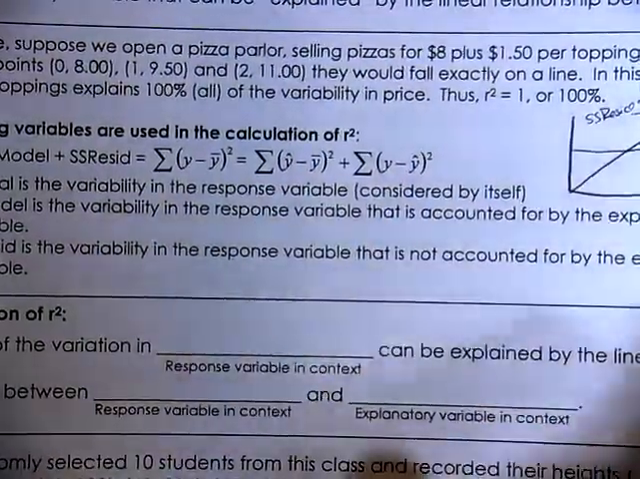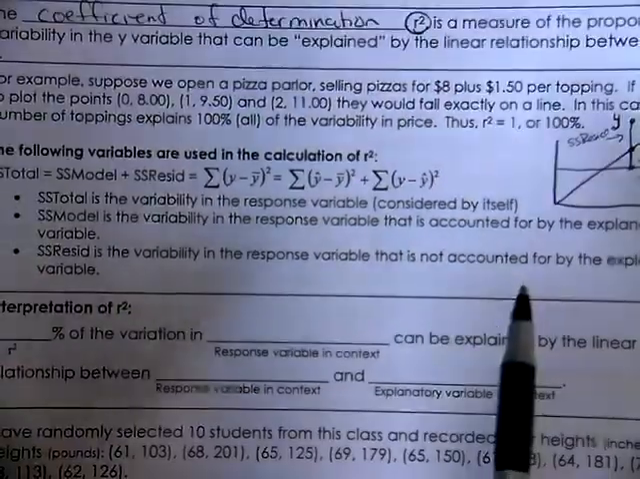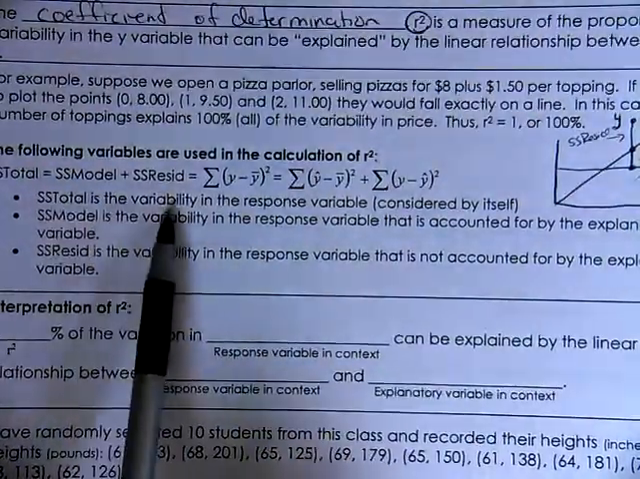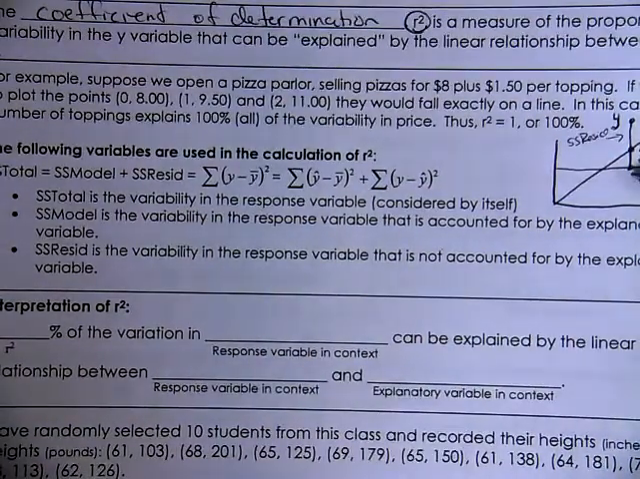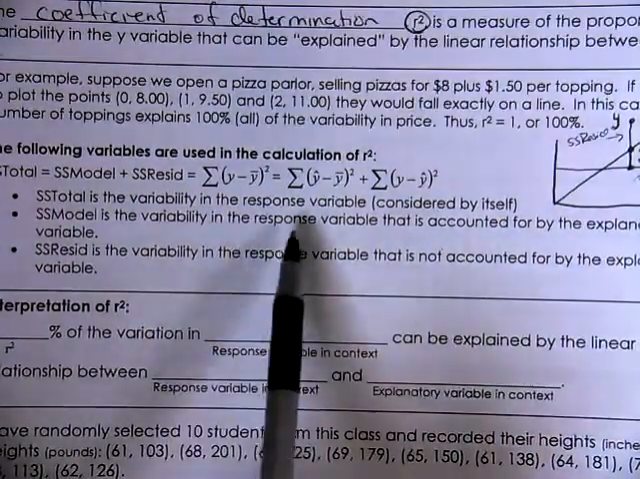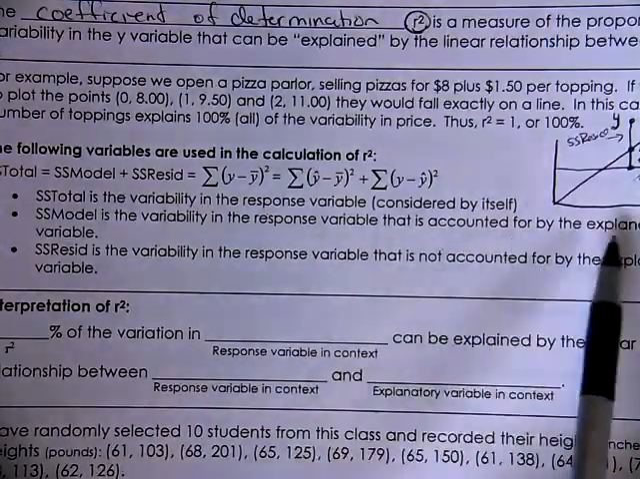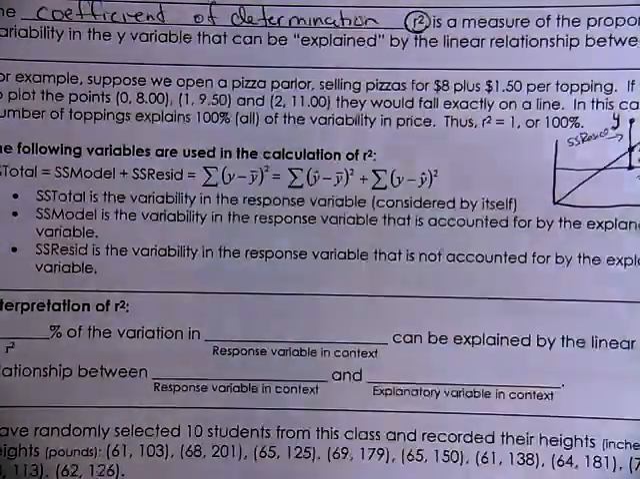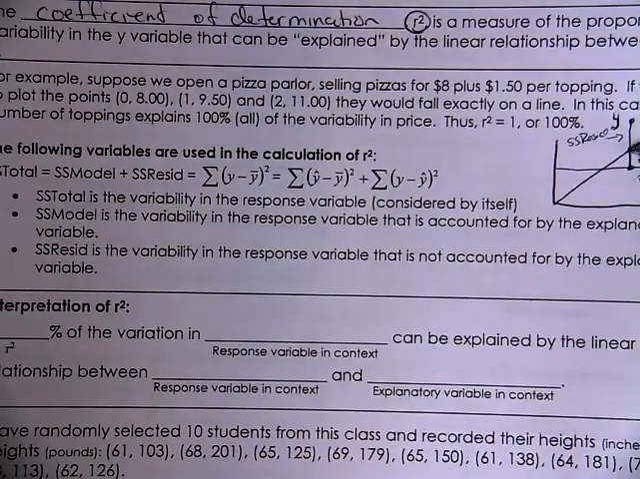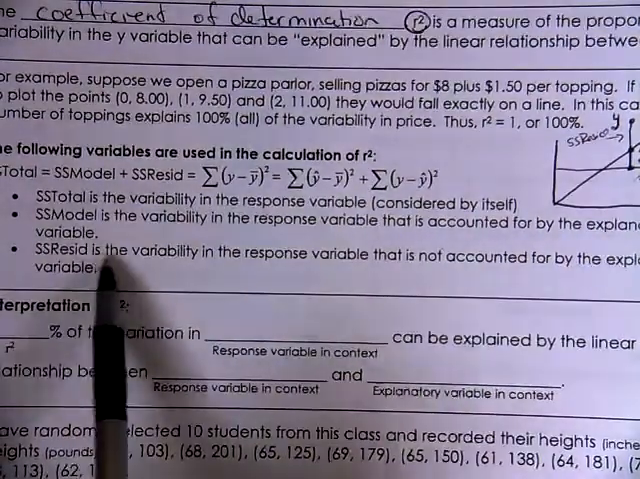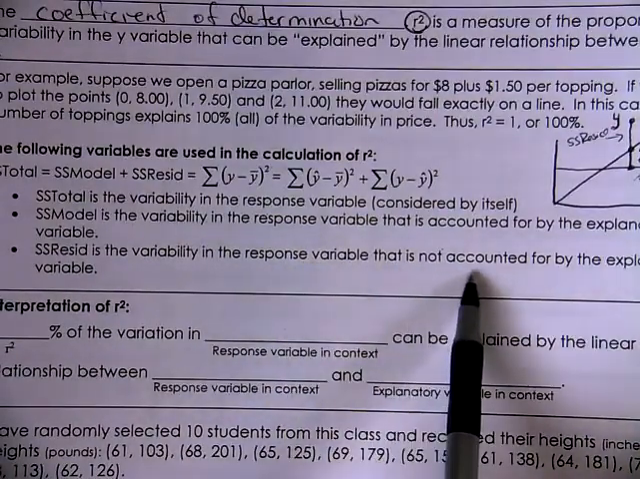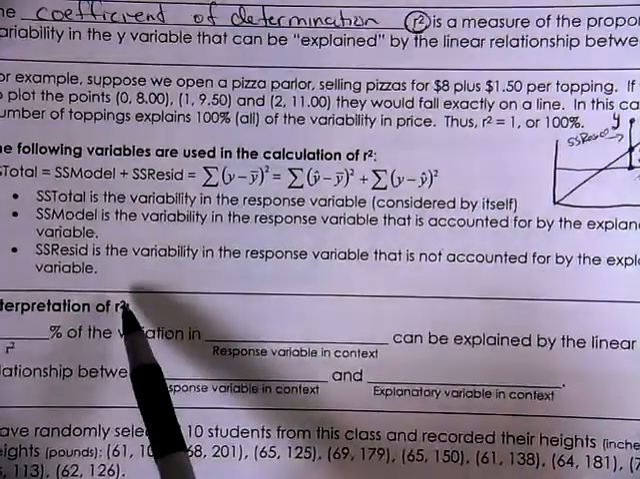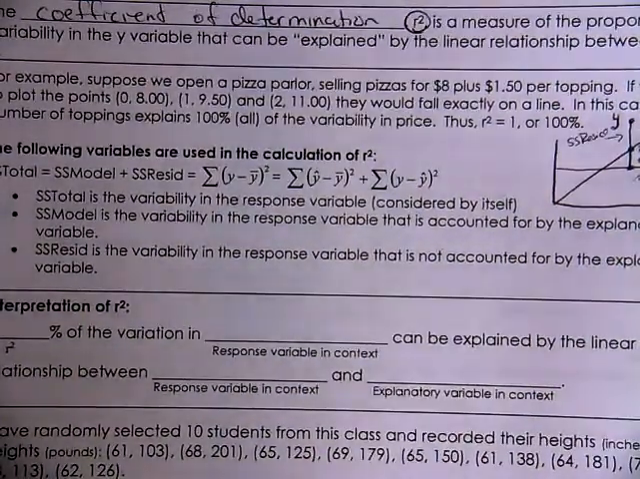Now you're never going to actually have to figure out all these numbers because it's really too far into the course. So SS total is the variability in the response variable, so again, the difference between y and y bar. SS model is the variability in the response variable that is accounted for by the explanatory variable, or the difference between y hat and y bar. SS residual is the variability in the response variable that is not accounted for by the explanatory variable, or again, the difference between y and y hat.